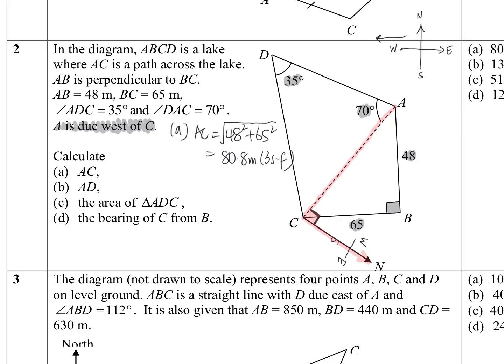Okay, next one. They want you to find AD. Okay, AD is this length here. So every time you find a length, please write it down. So 48 squared plus 65 squared. Sorry, this one let's write down as the square root of 6529, so that we have the length over here.